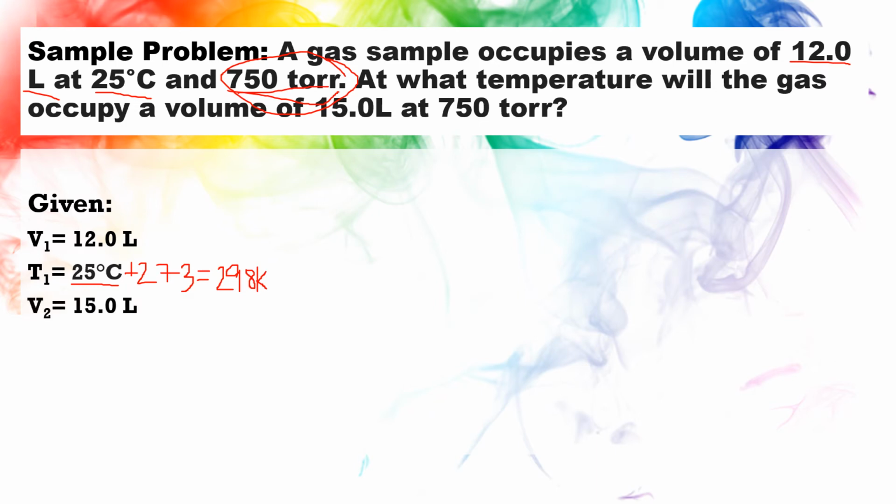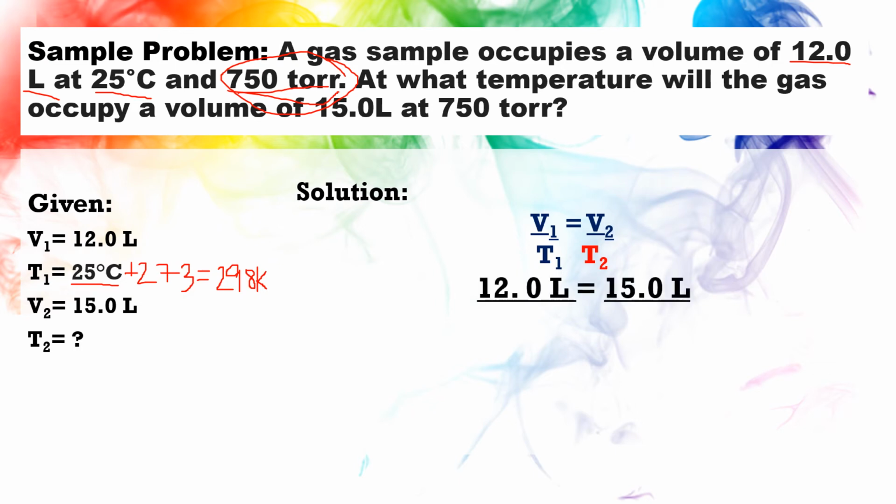The final volume is 15 liters and the unknown is the temperature, because at what temperature will the gas occupy a volume of 15 liters at 750 torr? So that is the unknown. Using now the formula, V1 over T1 is equal to V2 over the unknown T2. Plug in the given. Our V1 is 12 liters equals our V2 is 15 liters, all over our T1, that is 298 kelvins, and our T2 is unknown.